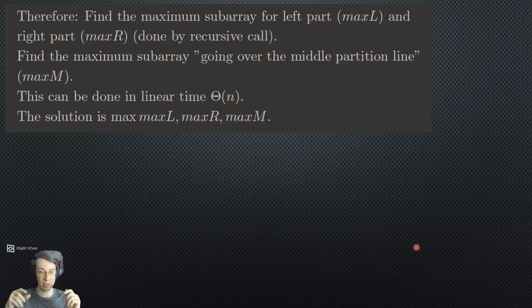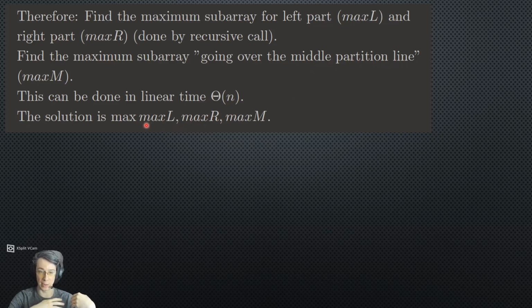And now the solution, as we argued, has to be one of these three cases, right? So it's going to be the max of max L, max R, and max M. We get max L and max R just from our recursive calls. We don't have to worry about them. If we figure out how to take those two solutions and combine them with some extra creativity into a solution to the whole problem, which is what we're doing by taking the max of these three things and calculating this maximum subarray going over the middle partition line, then we don't have to worry about how these recursive subproblems are solved.